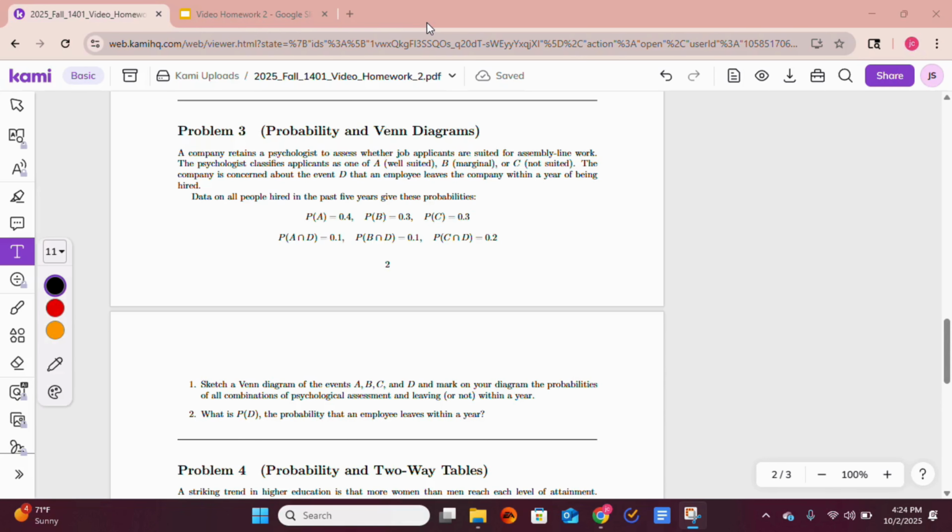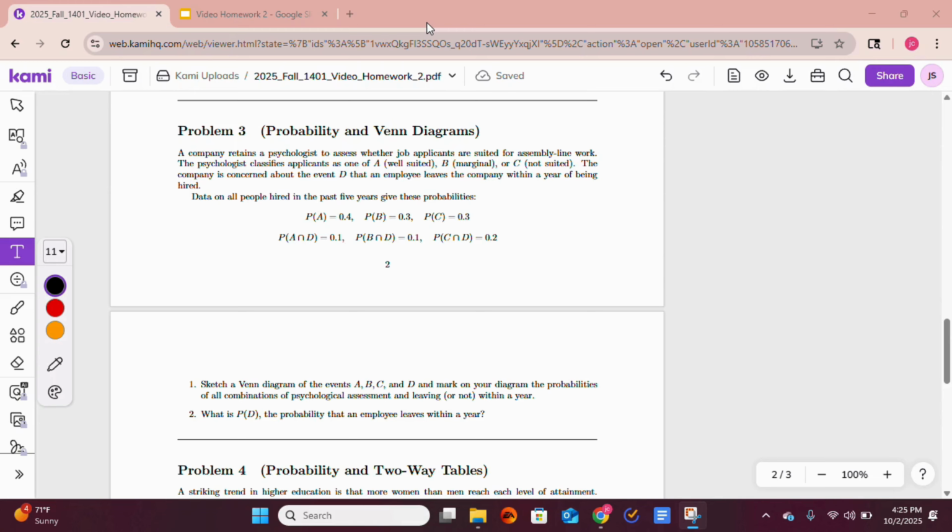Since we finished all the problems from problem 2, we can move on to problem 3, which tells us a company retains a psychologist to assess whether job applicants are suited for assembly line work. The psychologist classifies applicants as one of A, well-suited, B, marginal, or C, not suited. The company is concerned about the event D, that an employee leaves the company within a year of being hired. Data on all these people hired in the past 5 years give these probabilities.